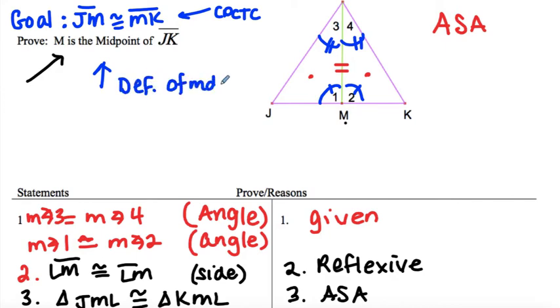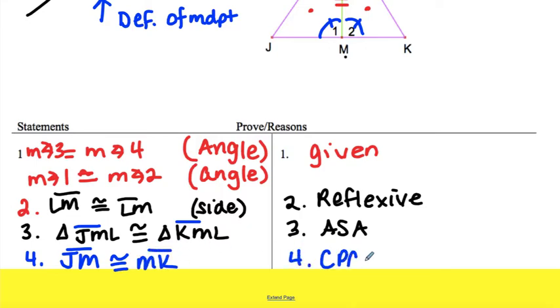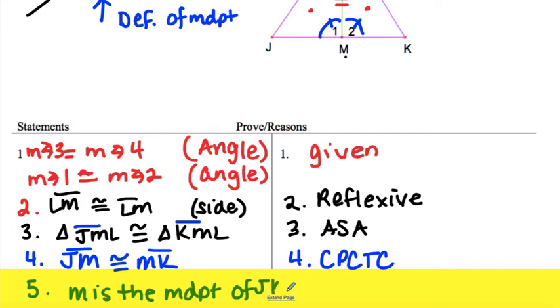All right, so let's put that together. Based on the triangle congruence, JM is congruent to KM, or MK, because of CPCTC. And then therefore, M is the midpoint of JK. And that would be what we've been doing all year, the definition of a midpoint.